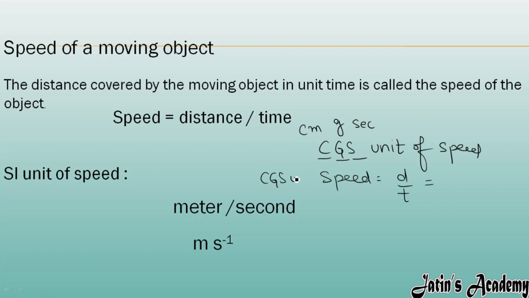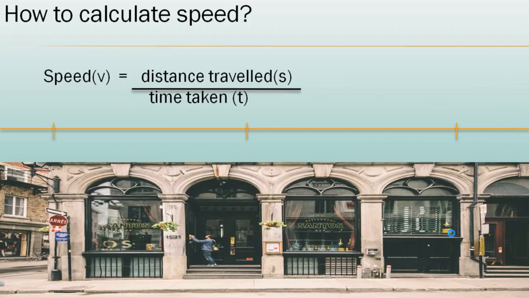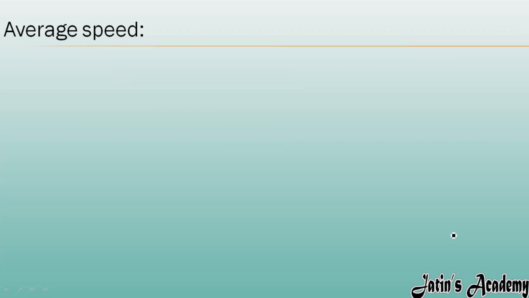So here we want to check the CGS unit of speed. Tell me, what is the CGS unit of distance? CGS unit of distance is centimeter. And CGS unit of time is second. So CGS unit of speed is centimeter per second. What is the SI unit? Meter per second. What is the CGS unit? Centimeter per second. Fine. So this we have already done. Next we are going to start with the next topic, that is average speed.